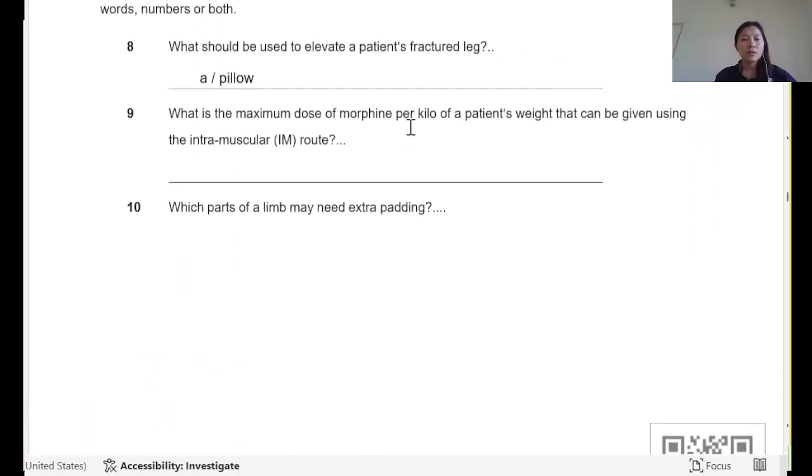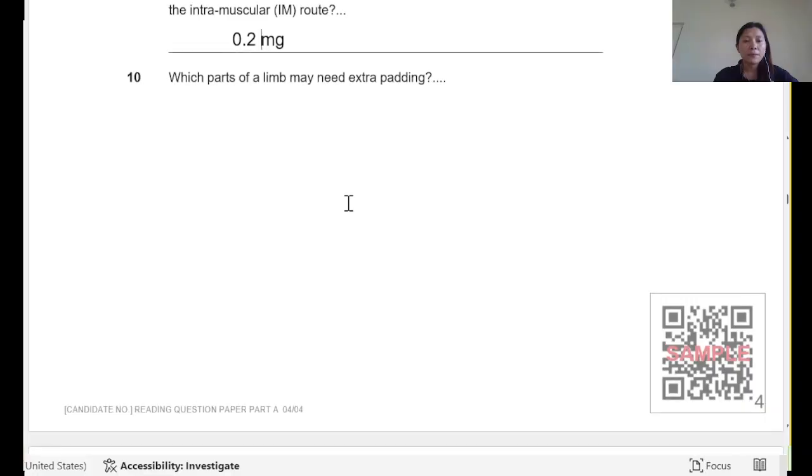I don't know if the answer is right or not, we'll check at the last. So 0.2 mg, right? Be careful with the capital letters and all these things, because it is going to take the marks. 0.2 mg. And now the third question: which part of the limb may need the extra padding?